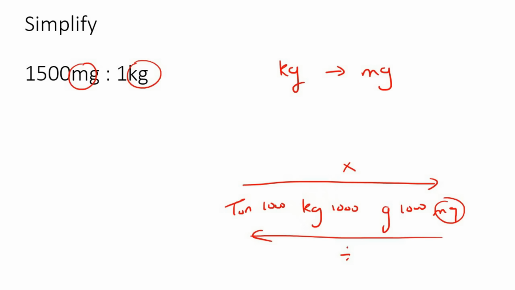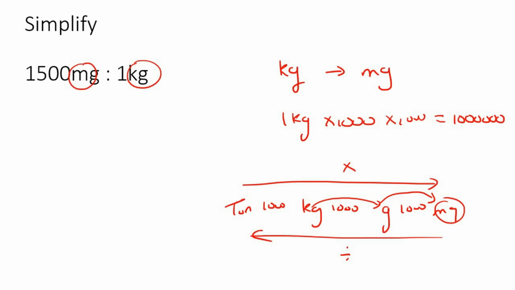So the way that you do that is you're going to take the 1 kilogram and multiply by 1,000 to get to grams. And then you're going to multiply by another 1,000 to get to milligrams. And so if you had to work that out, you're going to end up with a million. 1, 2, 3, 4, 5, 6. There we go. So now we have 1,500, and we have a million.